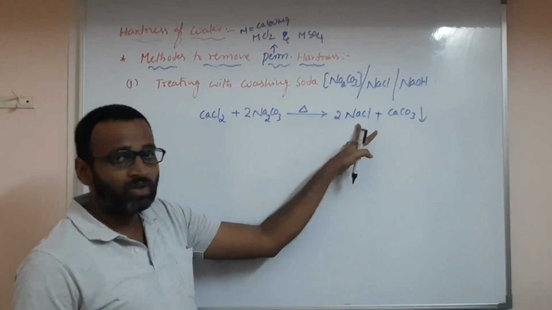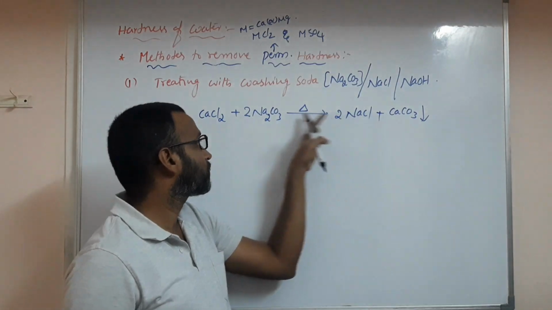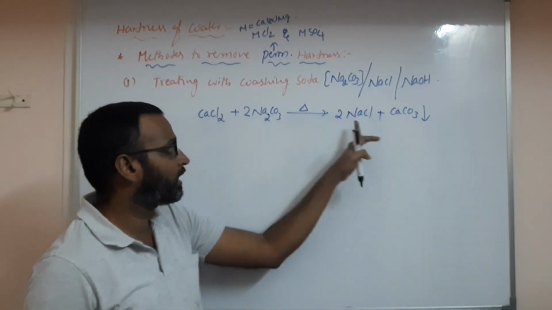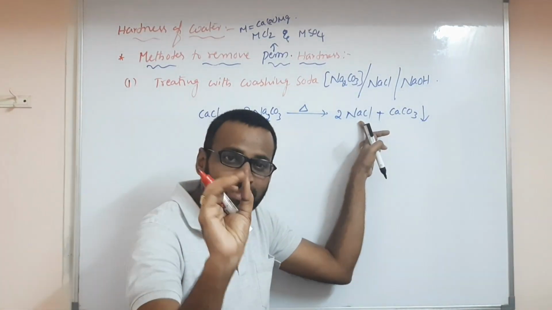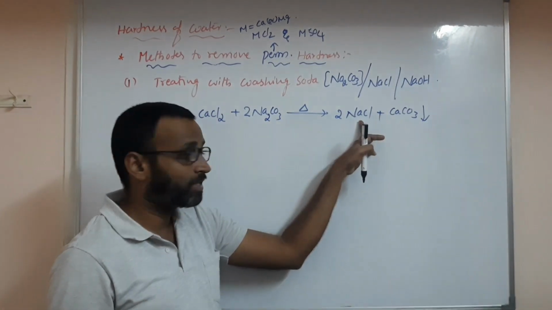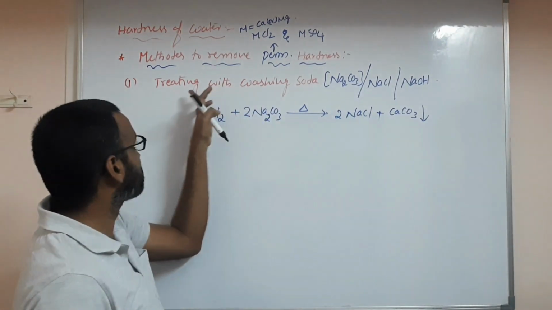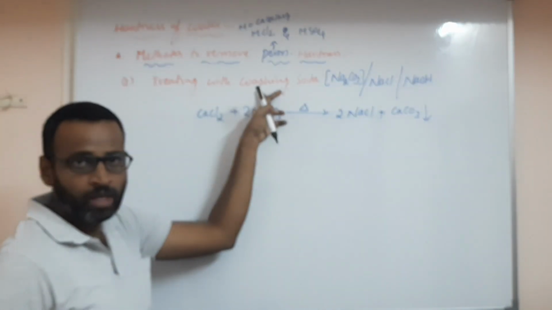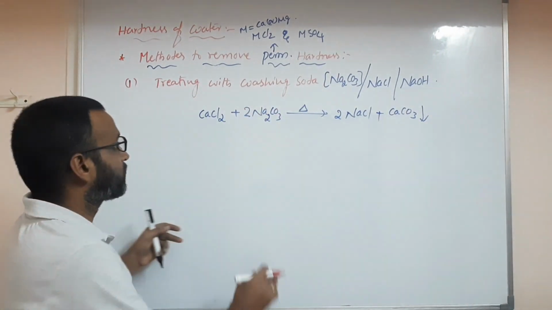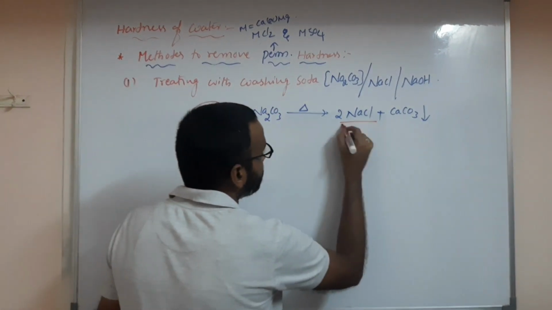Actually, NaCl salt also causes hardness somewhat, but very little. When compared with calcium chloride, NaCl causes very little hardness. That's why if NaCl is there, hardness will be there. Somewhat means yes. That's why this process is not effective. Understand what I am saying? So you are removing this particular calcium chloride in this form. Alright, so this is treating with washing soda.